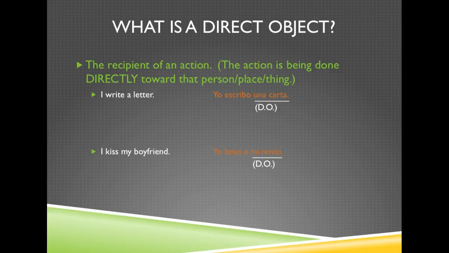Hopefully you remember this from prior lessons. But the personal a is used to indicate whenever an action is being done directly to or at a person or a pet. Pets sometimes in Spanish are grouped in the same category as people. This personal a is not needed, however, when the recipient of the action is an object. So that's why I use the personal a with the second example, yo beso a mi novio, but I didn't use it in the first example, yo escribo una carta, because the letter is not a person.